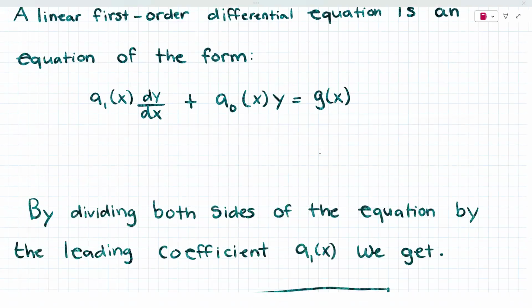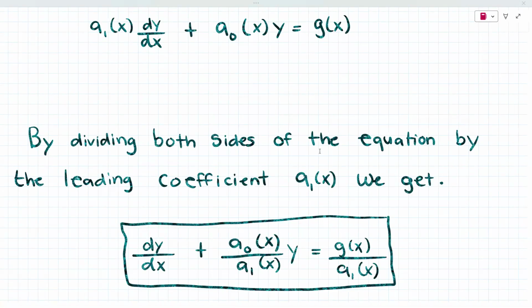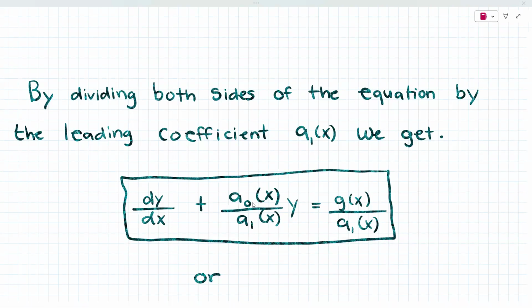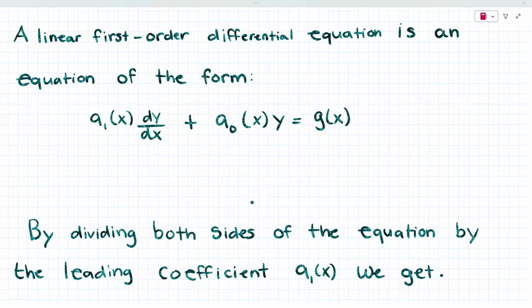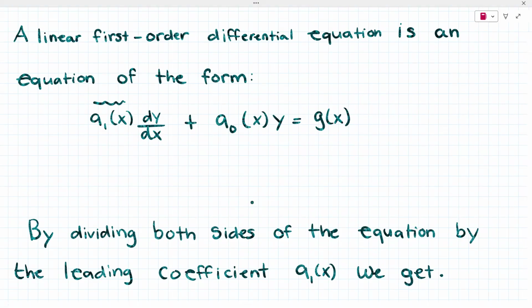So by dividing both sides of the equation by the leading coefficient, a1(x), we get this: dy/dx plus a0(x) over a1(x) times y equals g(x) over a1(x). Basically, what they did was get rid of this coefficient, because you want dy/dx by itself, by dividing each side by that coefficient.